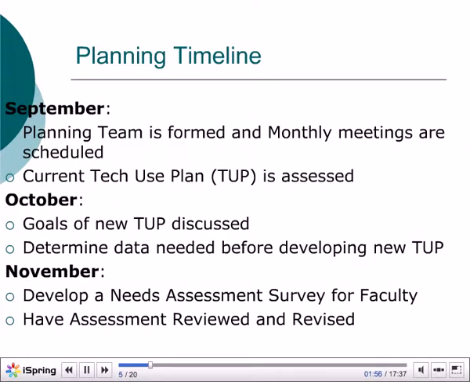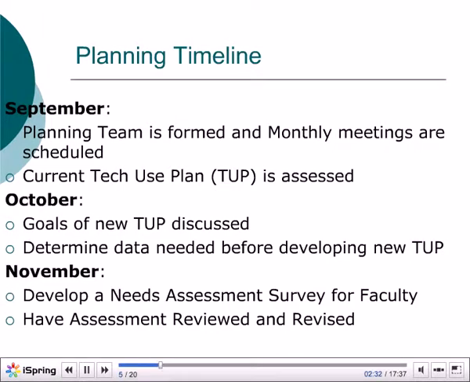Before we begin detailing the plan, it is important to have a general timeline scheduling how we plan to develop the new technology use plan. In September of 2009, we will form the planning team and schedule monthly meetings. For the first meeting, the team will analyze the current technology use plan, and we will decide what parts worked and what parts didn't. By October, we will discuss the goals of the next technology use plan and decide what we want to accomplish with the next 5 years.